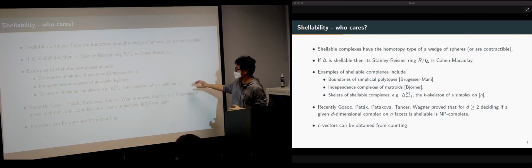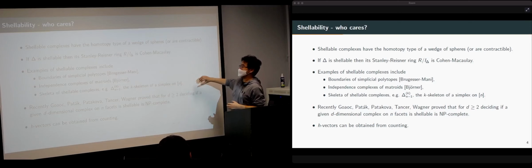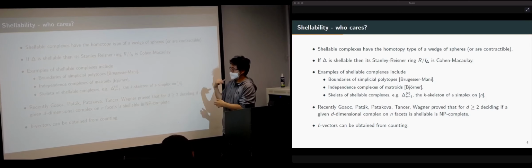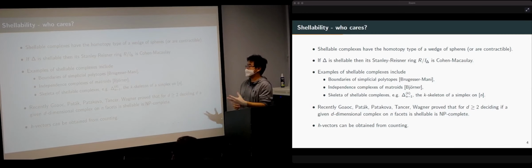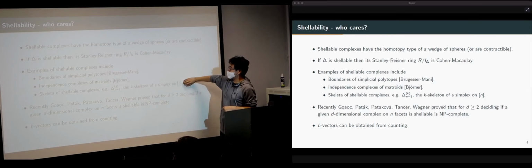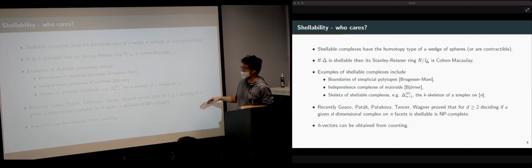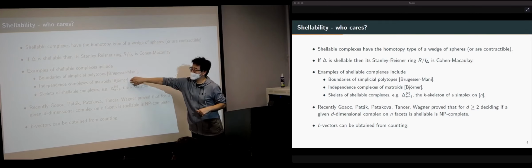For example, starting from a simplex, which is obviously shellable because it only has one facet, the k-skeleton of that is actually a uniform matroid. So this is another way to see that the independence complex of a uniform matroid is a shellable complex. Of course, it's true for general matroids though.